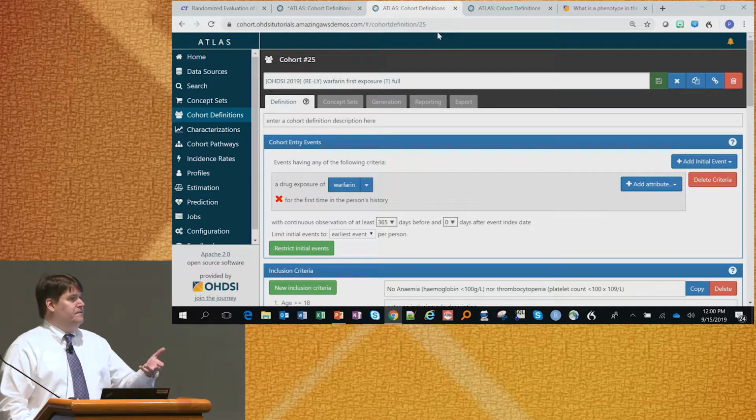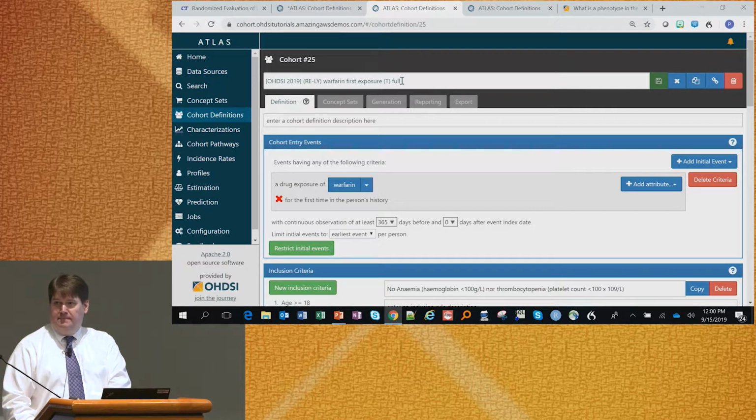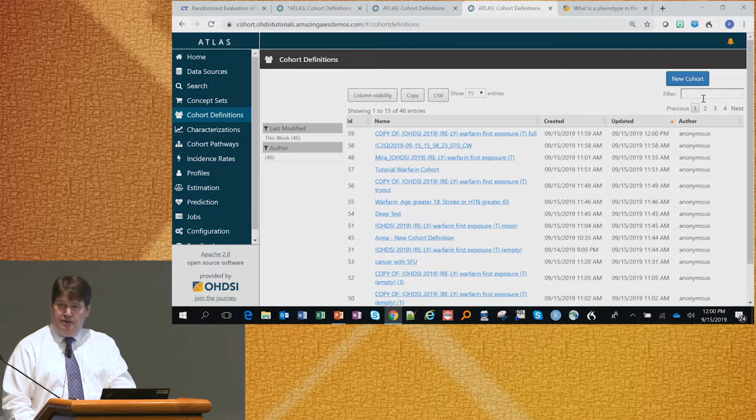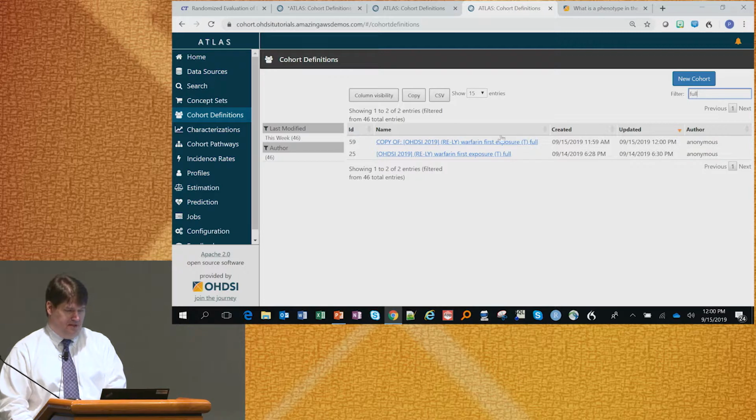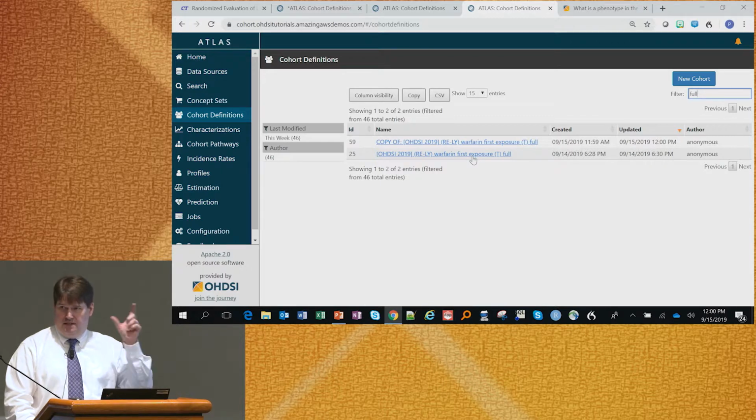So should we send out a link or something? It's just in the, just search for Odyssey 2019 Warfarin full. Yeah. And you'll have that, and you can grab the JSON. If you're looking at your cohort definition list and you just type full as a search, because there's two actually, but one's my copy. You have this Odyssey 2019 Warfarin first exposure full. You go into that, you can find the JSON.